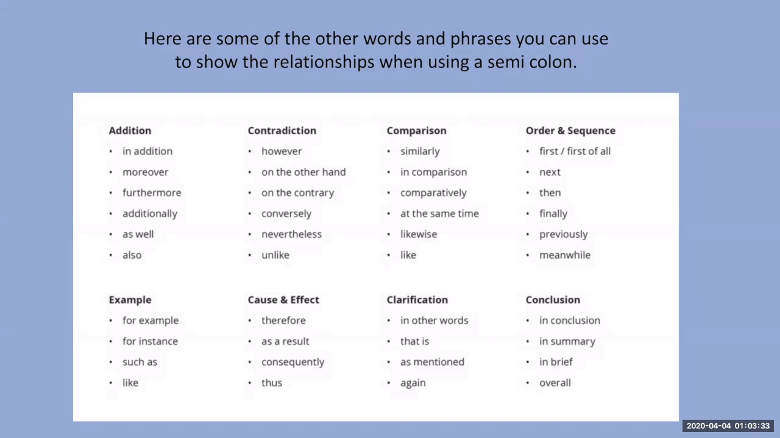If you want to show order or sequence, you can say first, or first of all, next, then, finally, previously, meanwhile. If you're showing an example, you can use for example, for instance, such as, like. Cause and effect, there, you can use therefore, as a result, consequently, thus. Clarification, in other words, that is, as mentioned, again. Conclusion, in summary, in brief, overall.